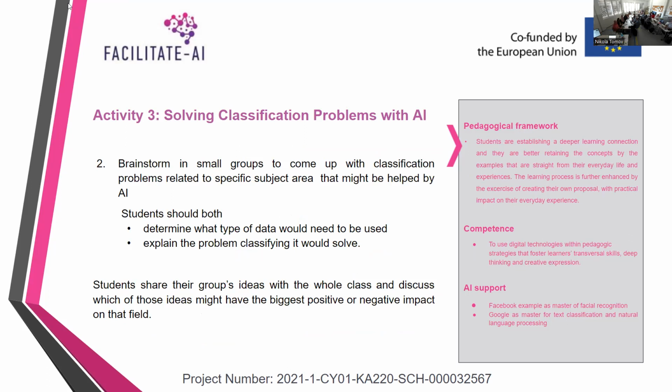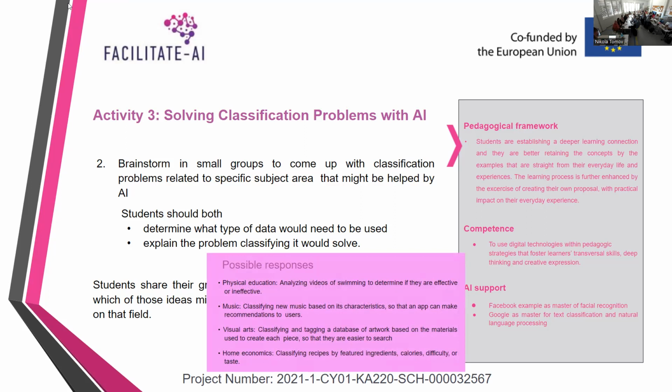Then we go deeper with other activities. There will be a brainstorm in small groups to come up with classification problems related to a specific subject area that might be solved by AI. Students should both determine what type of data would need to be used and explain the problem that classifying it would solve. I mean, they go back to their different disciplines. They are going to share the ideas with the whole class and discuss which of those ideas might have a big positive or negative impact on the field.